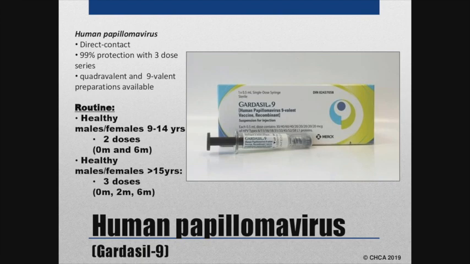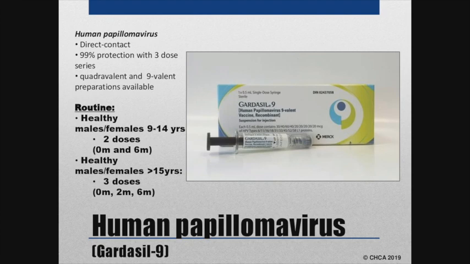Moving on is the human papilloma virus, and the vaccine that's been developed for this is Gardasil 9. We've seen it move through Cervarix and Gardasil, then 4, and then I believe 6, and now 9. As this develops, it covers more and more strains of the human papilloma virus, of which we know there are many. Human papilloma virus is passed on through direct contact, and with a 3-dose series, we can have up to 99% protection. Quadrivalent and 9-valent preparations are available, as I mentioned.